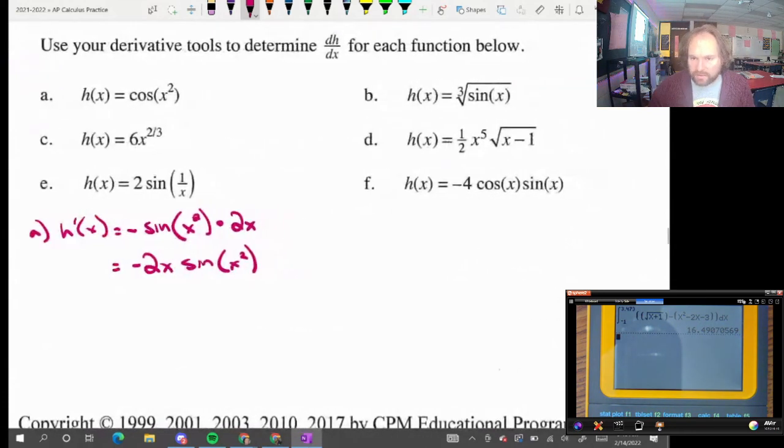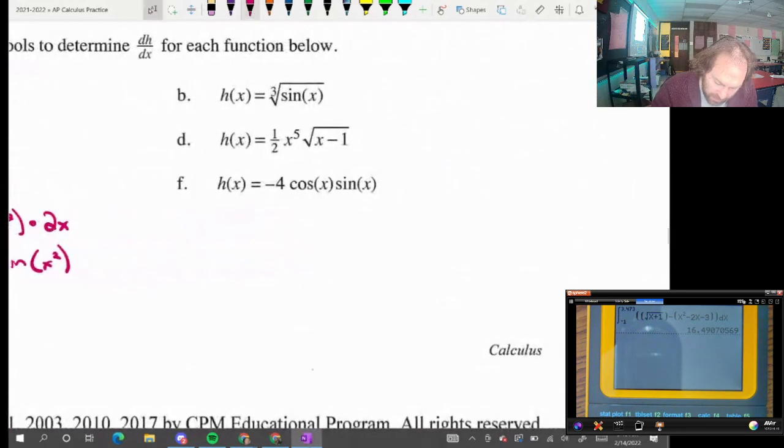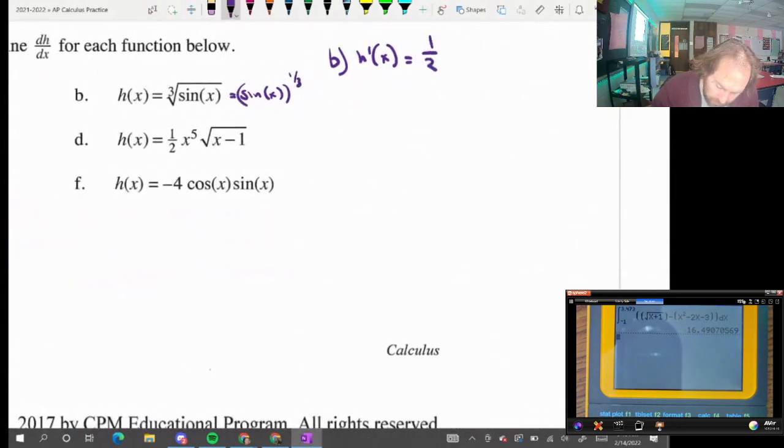You're going to see these patterns over and over again for these problems. Let's try B next. I'm going to do B over here. h prime of x. Let's start with a third power. This is equal to the sine of x to the 1/3 power. Let's start with a power rule chunk. That's going to be 1/3 times our inner portion, which we are not going to touch, raised to the negative 2/3 power.